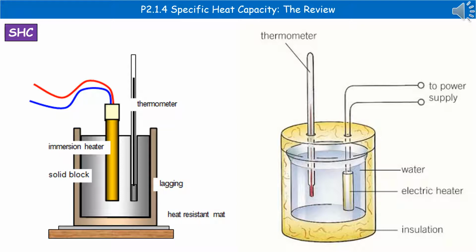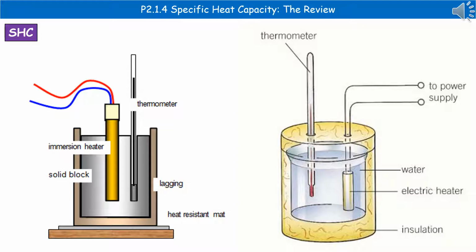So one of the experiments that you should have done, because it's a required practical, is looking at specific heat capacity. Now there are two different setups you could have used which are shown in the diagrams here. On the right we've got one that's just using a beaker with some water in there, and on the left we've got a solid block, which are usually the metal blocks. Now they both work in pretty much the same way. You can see that they both have an immersion heater, so an electric heater placed into it. They've both got a thermometer there, and they've also got insulation around the outside.